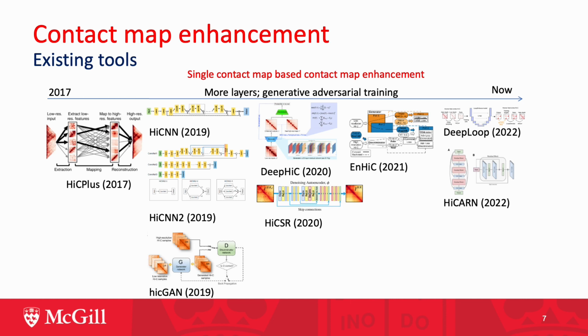In recent years, several tools have already been proposed to address the contact map enhancement task. Most of the tools are deep learning-based approaches. As time passes, we can observe newer models usually have more layers, and some models also introduce generative adversarial training to improve their prediction quality. We can summarize all of these models as single contact map-based enhancement approaches because all of them use a single study sample as input to make the contact map enhancement.